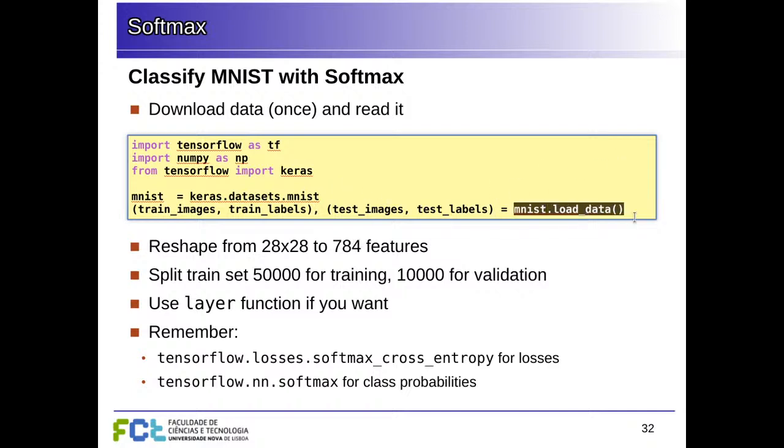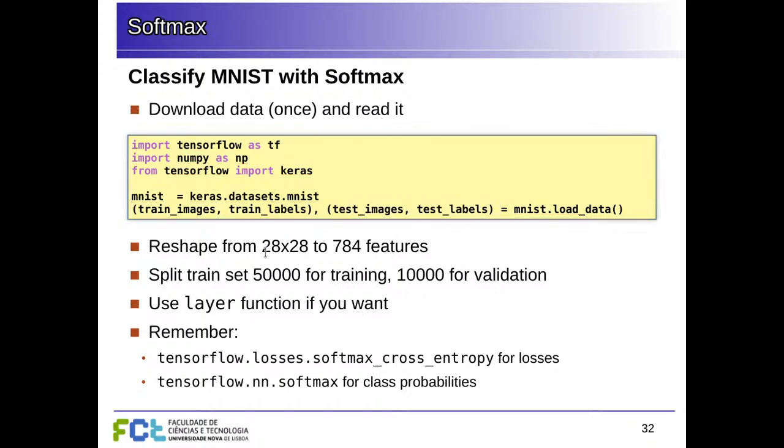So you can use this load data function here to get the data, download it if necessary, and split this into training and testing. We'll keep these ones for test, or you can either split again this part, or you can just use these ones for validation and ignore the test. But in any case, the data already comes split into training and test. You'll have 50,000 images here and 10,000 images here.